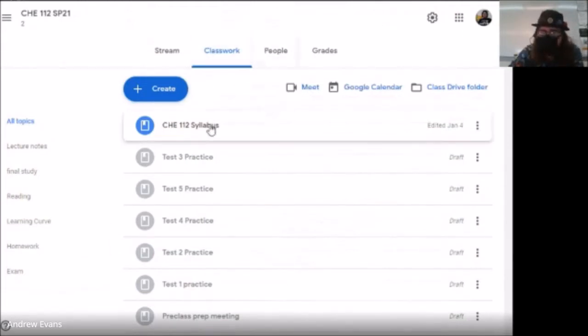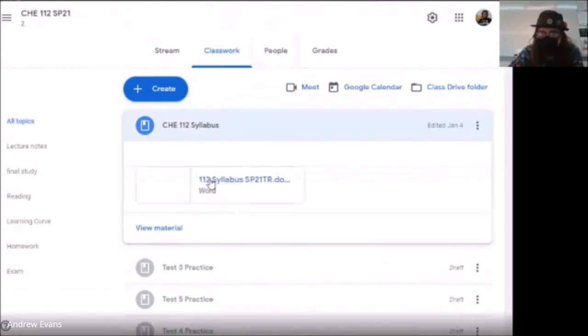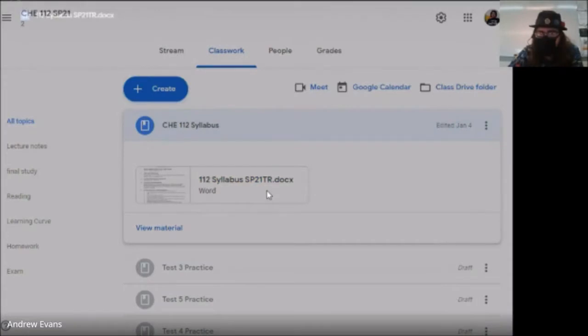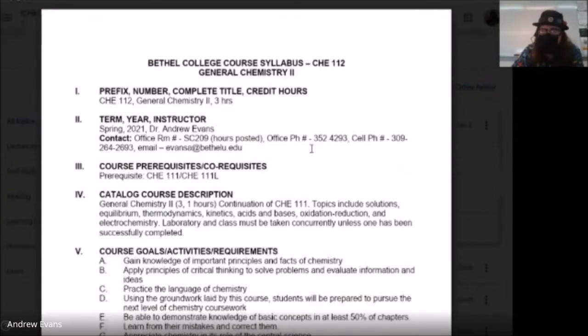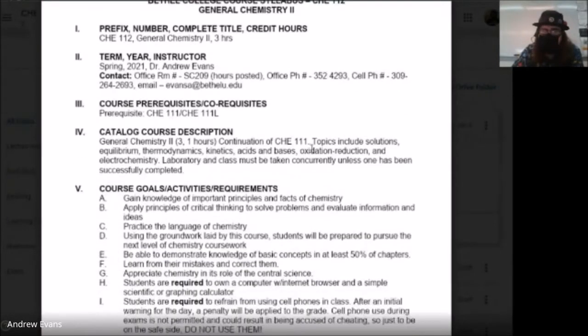Now, let's look at the syllabus together real quick. For those who aren't in person right now, you can get the syllabus on Thursday when I see you next. Okay, so looking at this, there's my name, my office, and various ways of contacting me, my email.